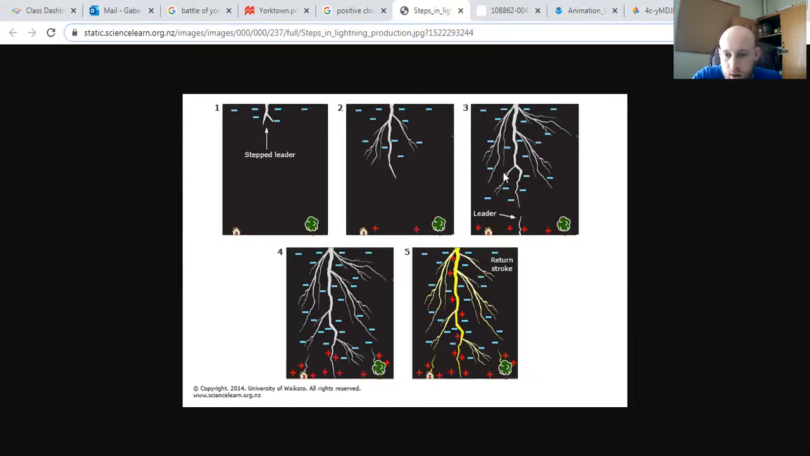So here we see our stepped leader coming down, our positive streamer coming up. When they connect, it's going to look like this, right? So we have our negative charges and our positive charge. What happens for the return stroke to happen is all of the positive charge goes up towards the cloud. And that is called the return stroke. And that is what causes the bright light.